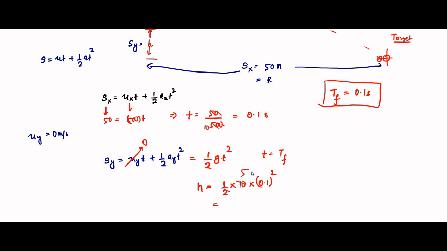So that will be equal to 0.05 meter or 5 centimeter. So this is the height above the target the boy should stand so that the stone will exactly hit the target. This is the thing which was asked in this question, and we calculated it.